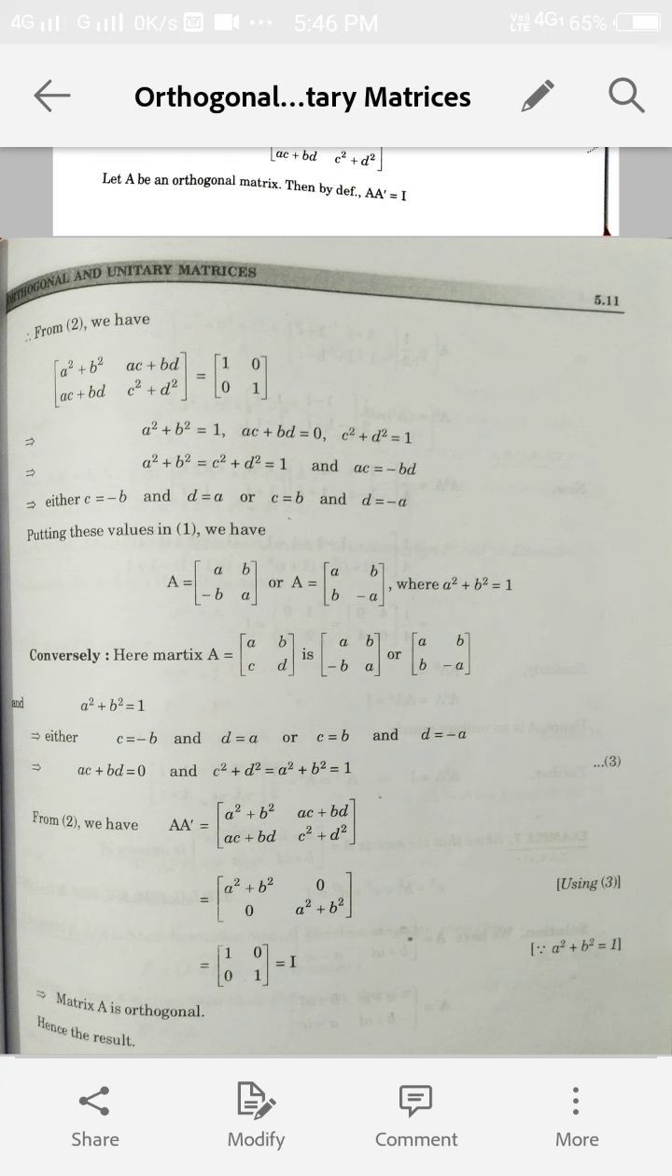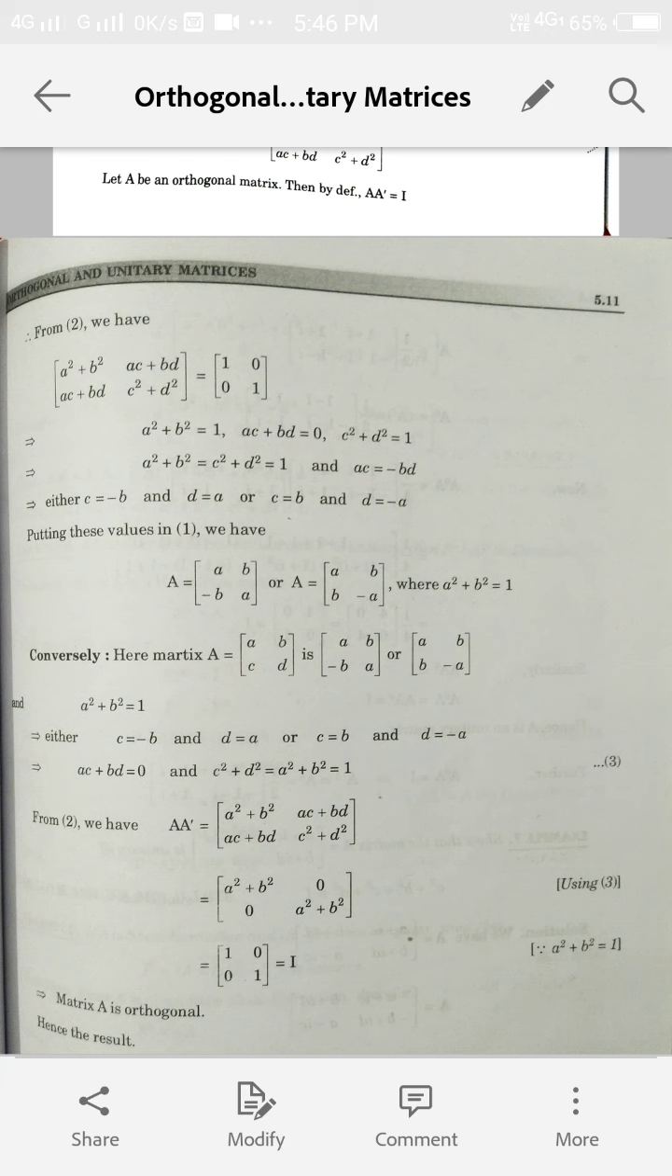So if these two matrices are equal, then equating the corresponding elements, we are with the equations a square plus b square equal to 1, ac plus bd equal to 0, c square plus d square is equal to 1. From here we can find ac will be equal to minus bd. And if we look at these equations, a square plus b square is equal to 1. And again look at the result, ac is equal to minus bd.